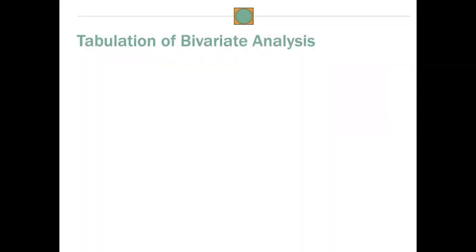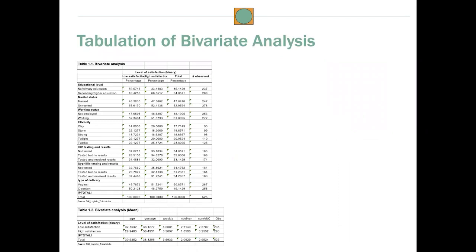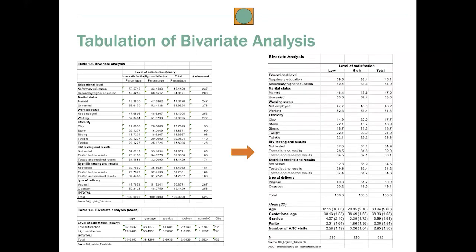Similarly for the bivariate analysis, we produced two tables, one for percentages and one for means. The one above presents the bivariate analysis between the outcome variable, level of education, and the categorical independent variables. The table below presents the analysis between the outcome variable and the continuous variables. After combining the tables, this is our final table.